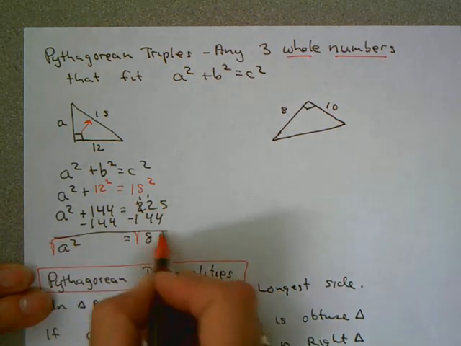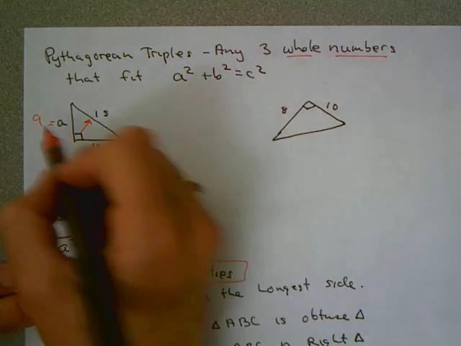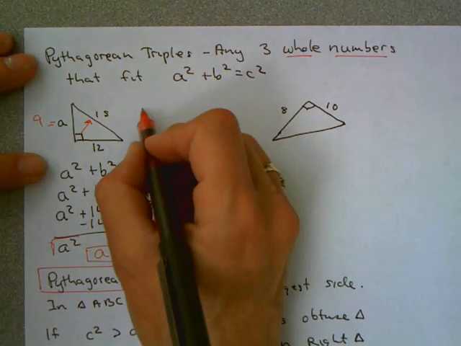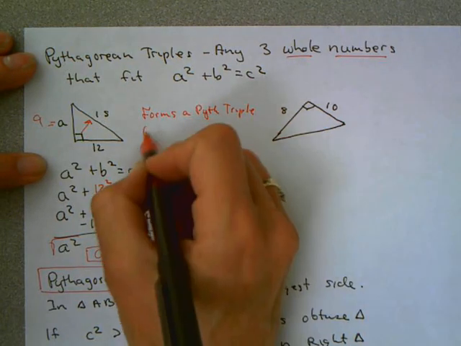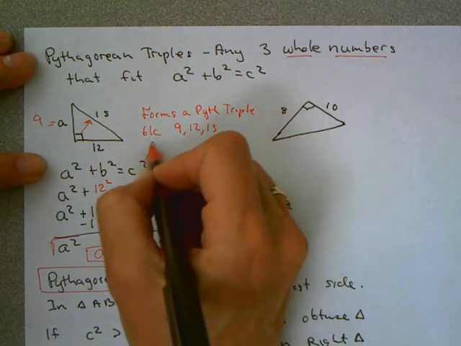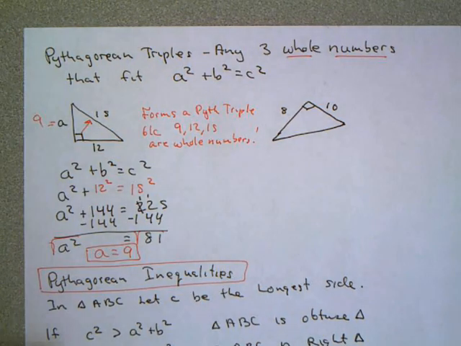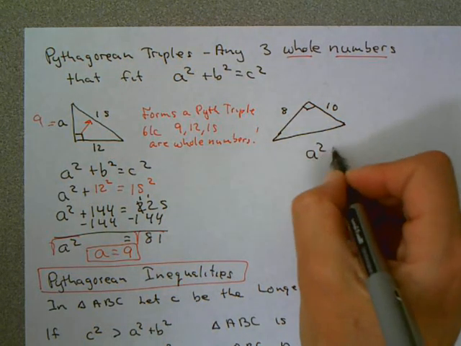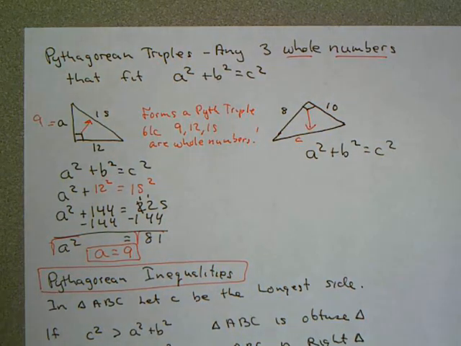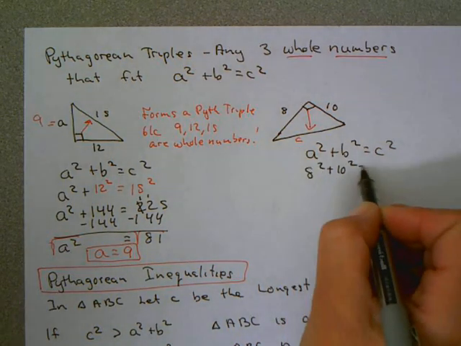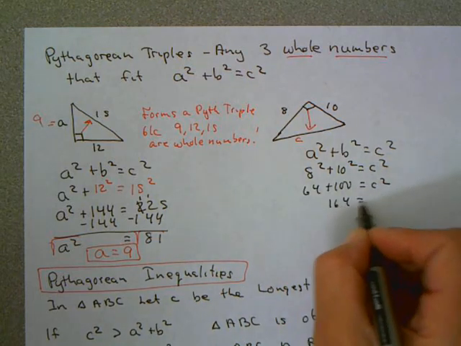Well, I know 12 squared is 144. 15 squared is going to be 225. Now, if I take away 144 from both sides, I know a squared is 81. Well, when I square root that, that is a perfect square, and a equals 9. So I would say this forms a Pythagorean triple because 9, 12, and 15 are all whole numbers.